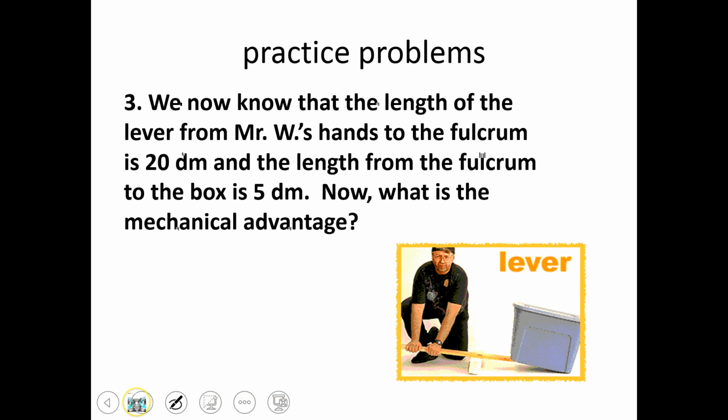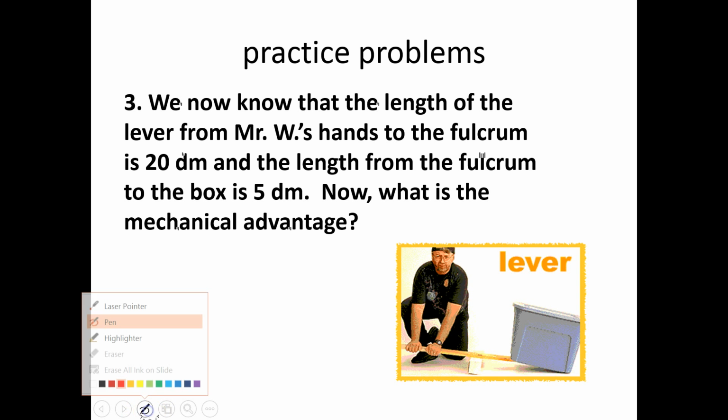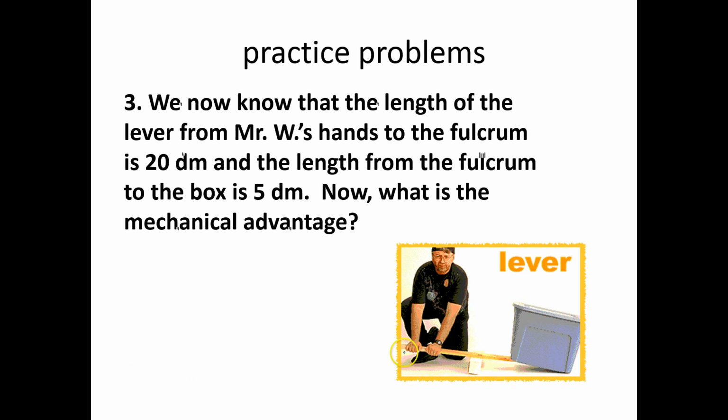Good. Let's continue. Now we know that the length of the lever from Mr. W's hands to the fulcrum is 20 decimeters, and the length from the fulcrum to the box is 5 decimeters. So from here to here, here's the fulcrum. The problem says that from his hands to the fulcrum is 20 decimeters. Would that be the input or the output? From the fulcrum to the box is 5 decimeters.